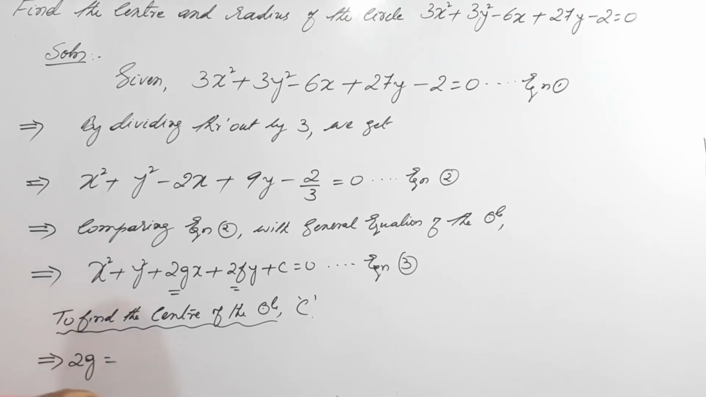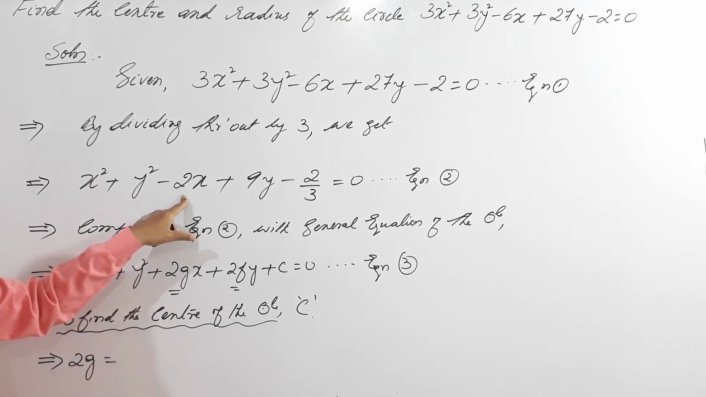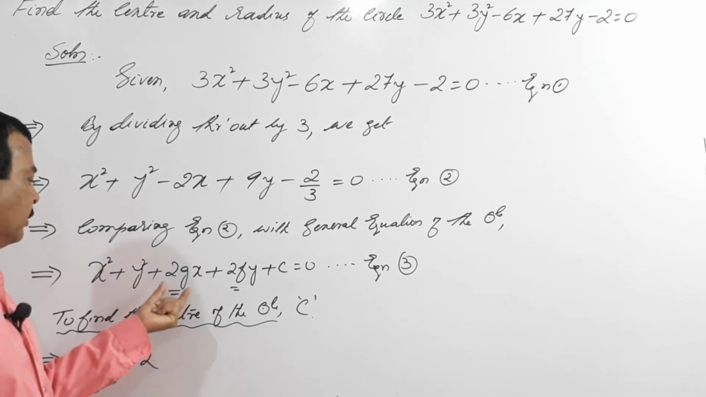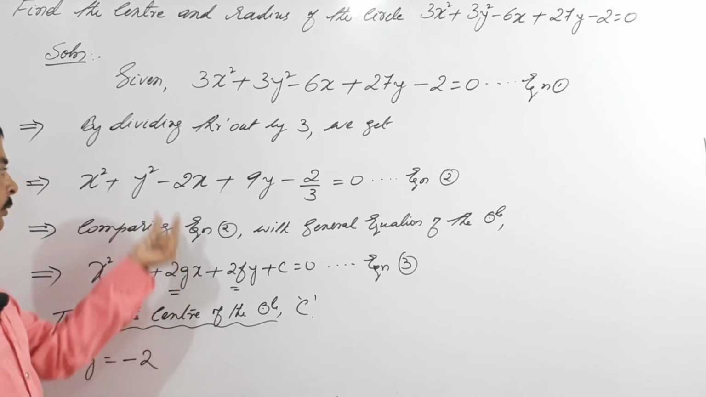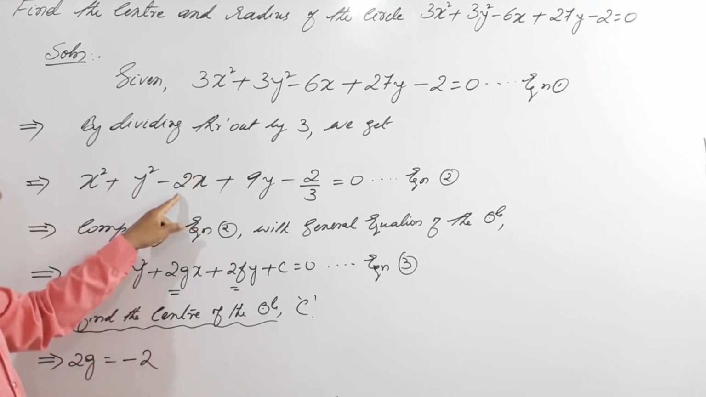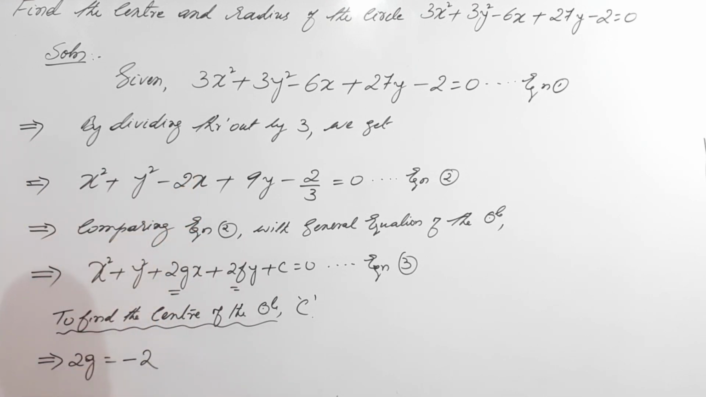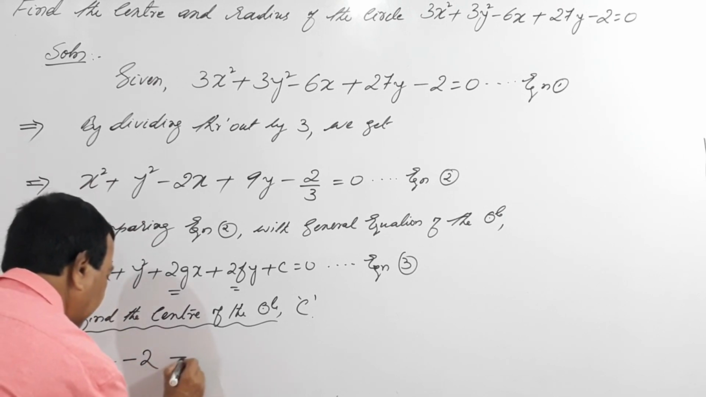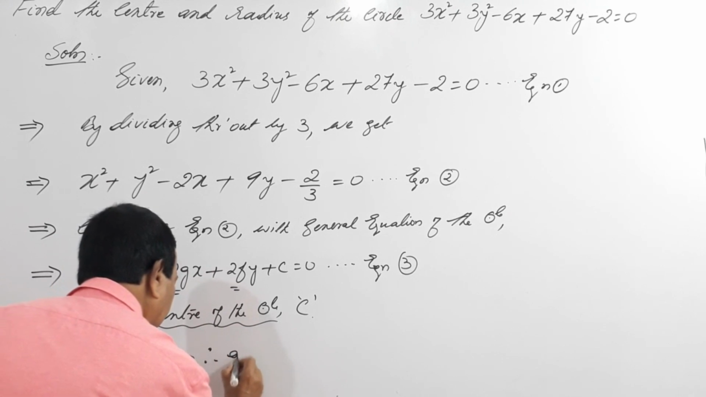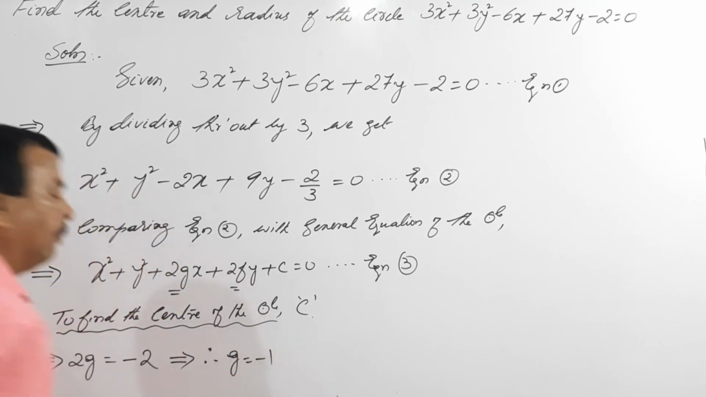2g equals what? What is the coefficient of 2g here? Minus 2. In place of 2g we have minus 2x. So forget x, you take the coefficient of x, that is minus 2. Therefore g will be minus 1, right?